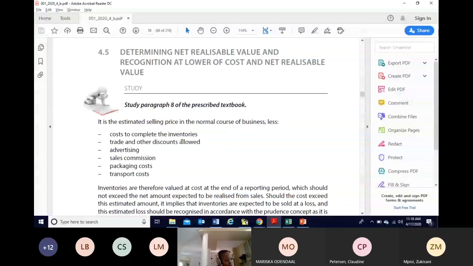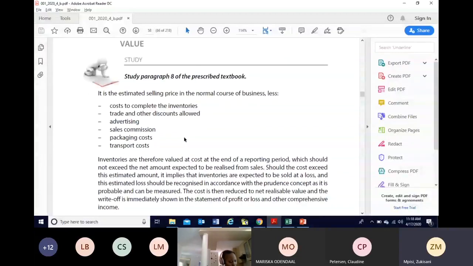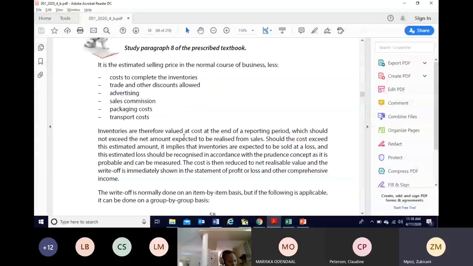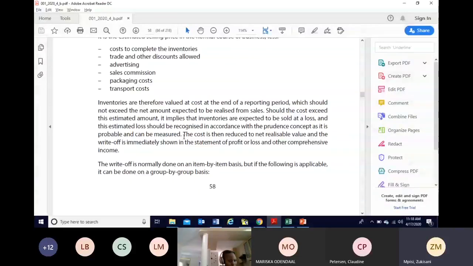So how do you know what is net realizable value? So 4.5 defines it for us and says it is the estimated selling price in the normal course of business, less cost to complete the inventories, trade discounts, advertising, sales commission, packaging cost, and transport costs. And you are told that inventories are valued at cost at the end of the reporting period, which should not exceed the net amount expected to be realized from sales.